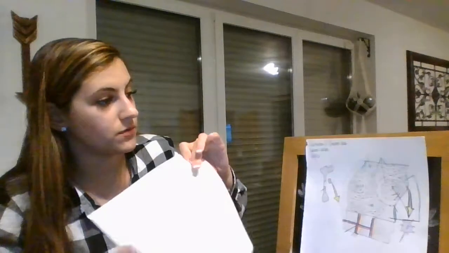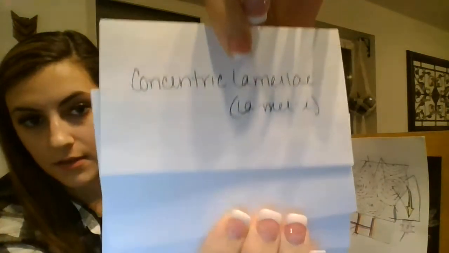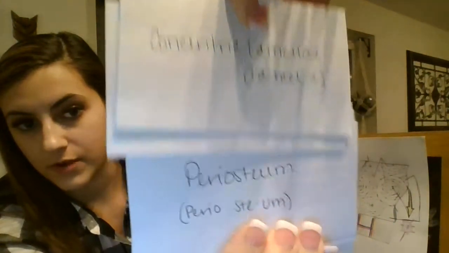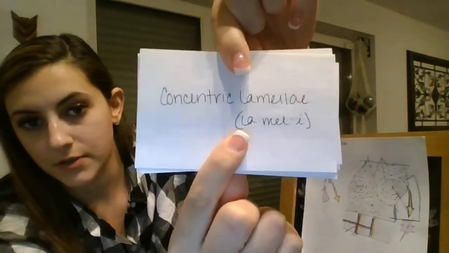Moving on to illustration number 2. As you can see, I have note cards right here that are just assisting me with pronouncing the words, and there's absolutely no identifiable information on these cards. The first is the concentric lamellae, which are these more circular osteons right here, here, there.